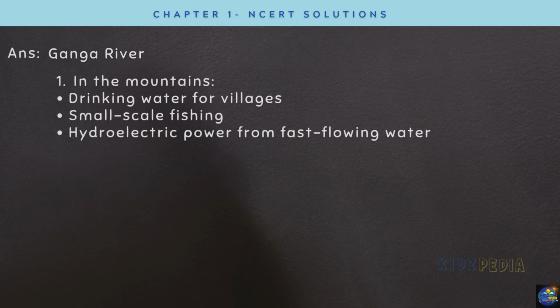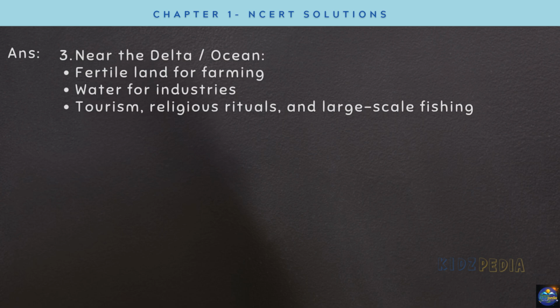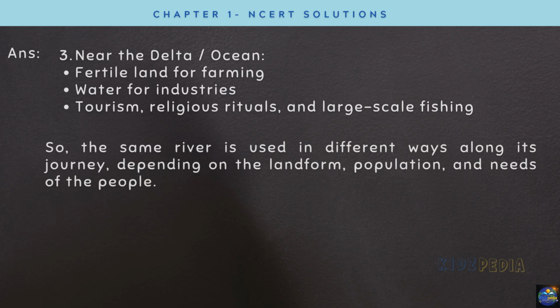In the mountains, people use the river for drinking water, small-scale fishing and hydroelectric power. In the plains, the river provides water for irrigation, helping farmers grow crops like rice and wheat. Fishing is an important source of food and income, and people use the river for transport and trade, like moving goods on boats. Near the delta and the ocean, rivers form fertile deltas for farming, provide water for industries, and are used for tourism, religious rituals and fishing. So the same river is used in different ways along its journey depending on the landform, population and needs of the people.